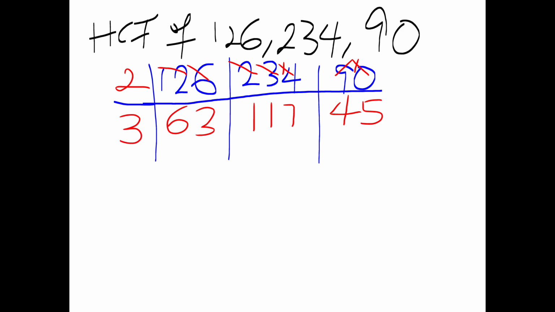63 divided by 3 will give us what? How many 3 will you see in 6? 2, right? How many 3 will you see in 3? 1. So that means 63 divided by 3 will give us what? 21. Are you following? Very good.